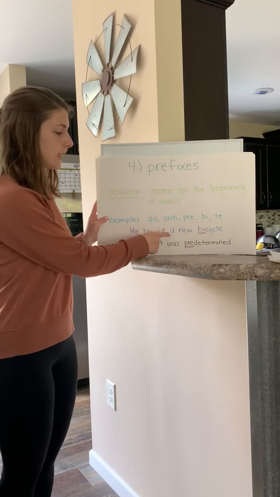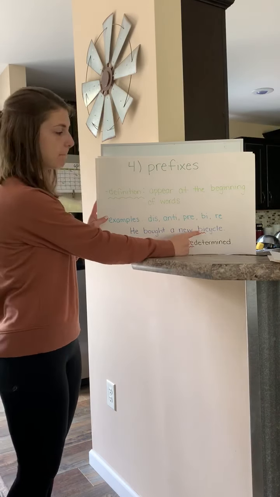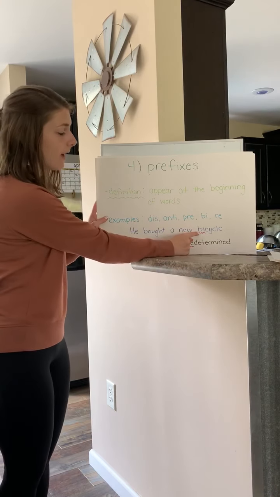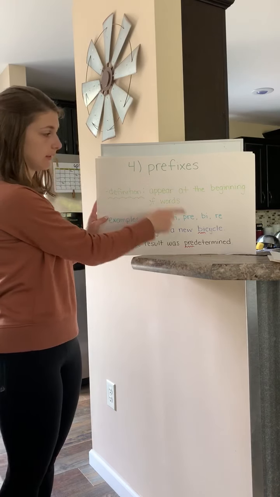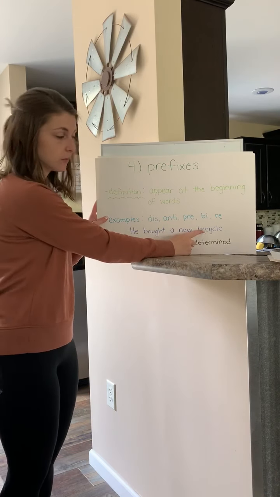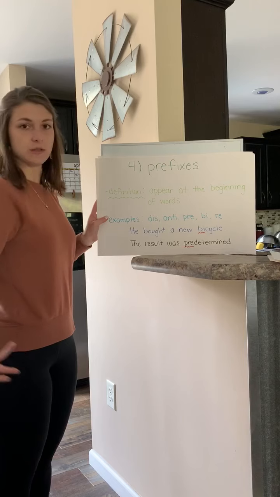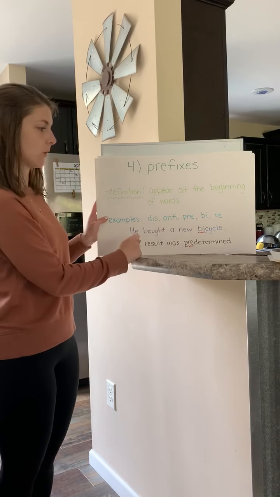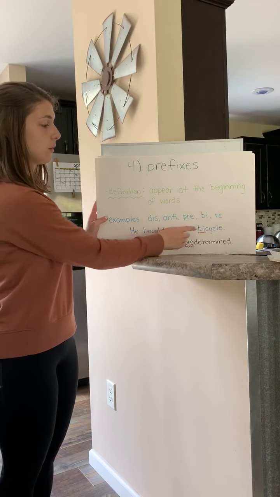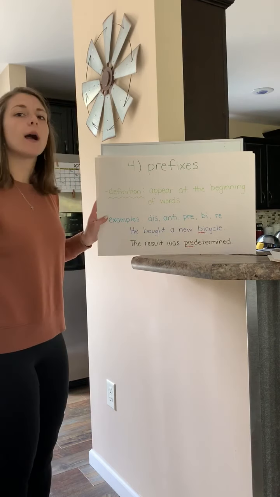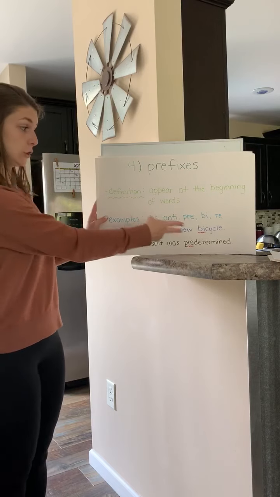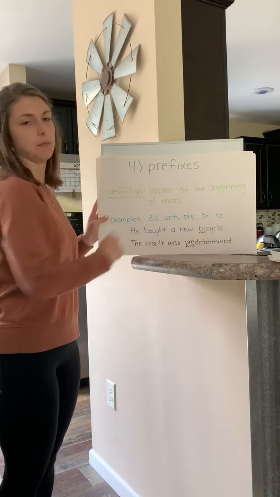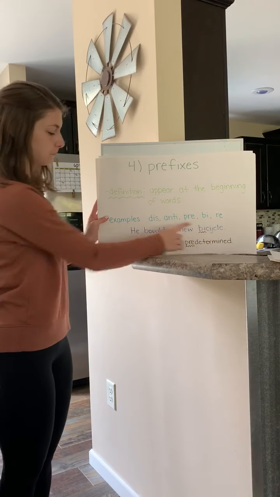So, he bought a new bicycle. Bicycle. We know that word, okay? But bi is actually a prefix. It is saying two, which is a bike, right? 2 wheels on a bike. He bought a new bicycle. If it were he bought a new cycle, well, what kind? Does it have 1 wheel, 2, 3 would be a tricycle. So it modifies the meaning of the root word.